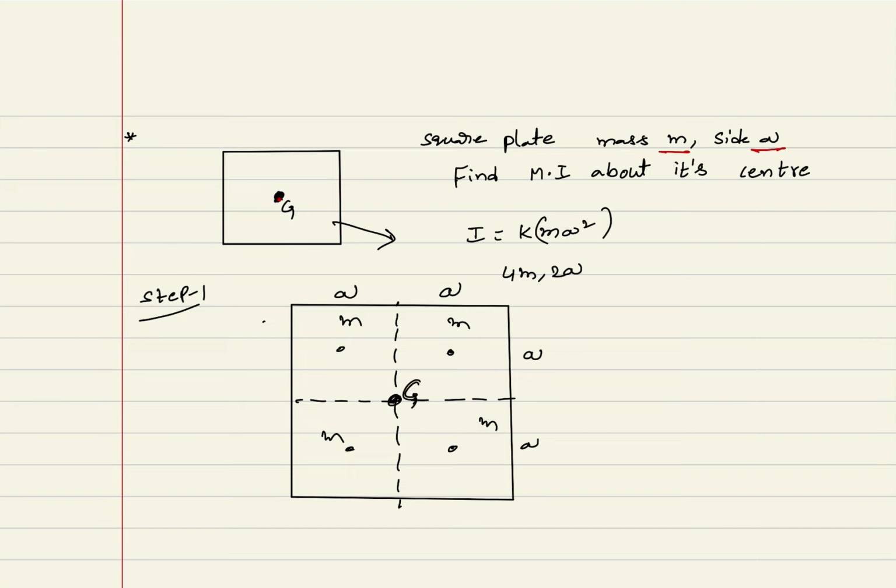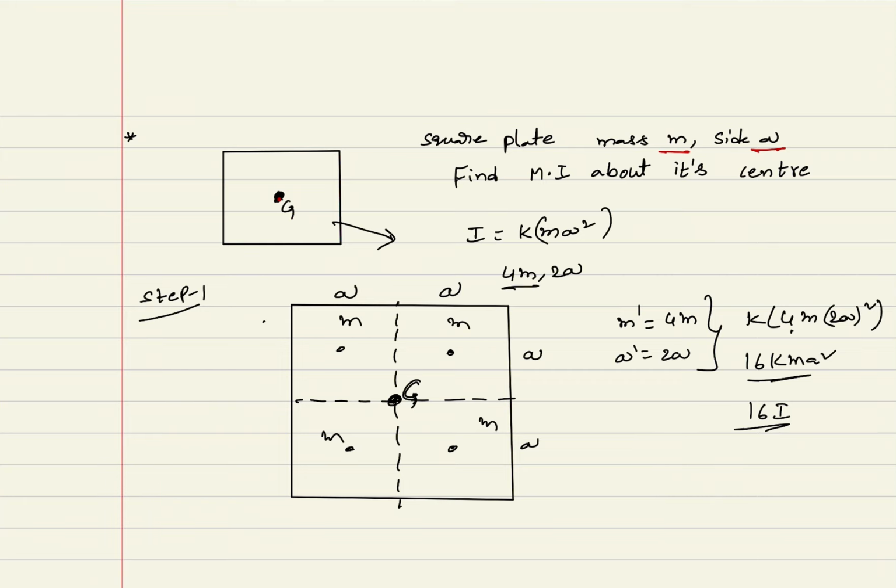I am writing the moment of inertia. New mass is equal to 4m, new side is equal to 2a. So I can write this as K times 4m into 2a whole square. We can write it as 4 into 2 square is 4, again 16 K ma square is now my moment of inertia. So I can write 16I as the moment of inertia of the square plate having mass 4m and side 2a about the centroid G.